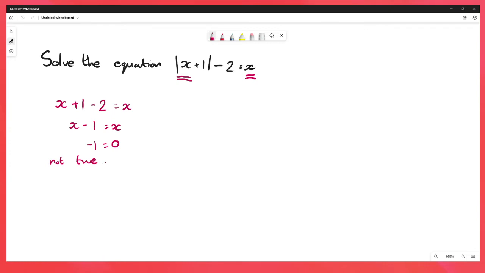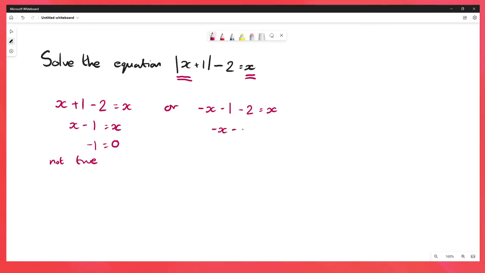What does that mean? Well, it means this bit doesn't give us a solution. So let's try the other bit, where we make the modulus stuff, we change all the sign. This should hopefully already be a lot more comfortable.